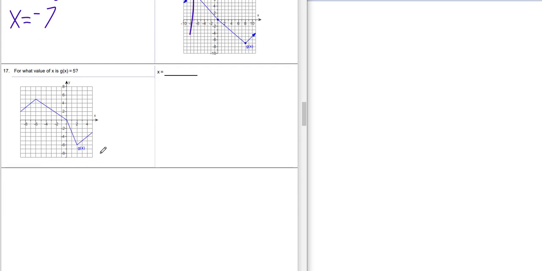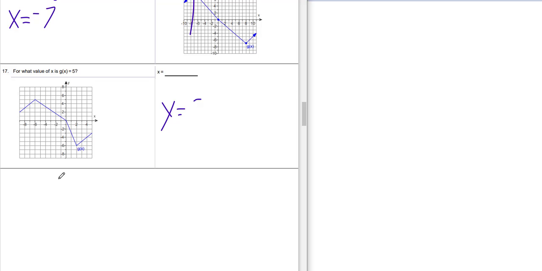Now you have to be careful on number 17. They ask this in the different order. For what value of x is g of x equal to 5? So basically they're saying y is 5, find x. So it's in the opposite order of these other problems. So if y is 5, I go here on the y, it's 5, and I find a point on the graph, and I get -6.